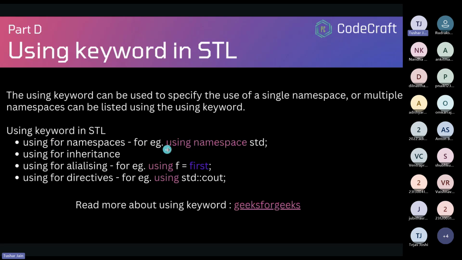So aliasing is, let's say, when we are calling the first thing from a pair. We sometimes write using f = first to make our job simpler, to make our code contain less text so that we have to type less. And we use using for directives, like using std::cout, so that we don't have to write std::cout again and again. You can read about it more from Geeks for Geeks also. They have covered it in much detail.